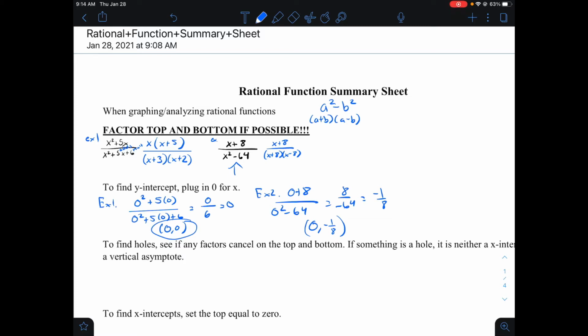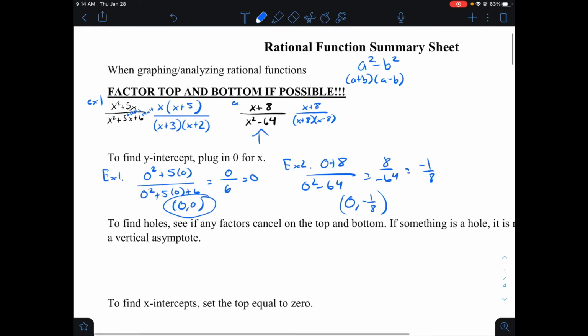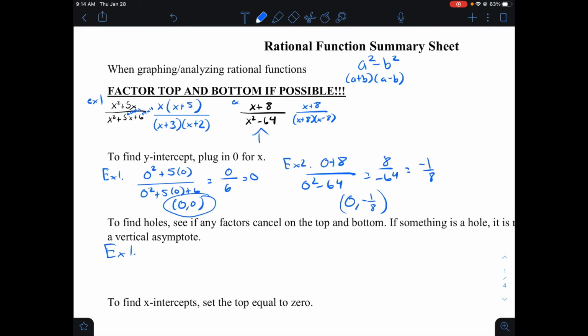All right, let's try the next one. It says to find the holes, see if any factors cancel on the top and bottom. If something is a hole, it is neither an x-intercept nor a vertical asymptote. Let's see if we can find a hole. If we look at the first example, we have x plus 5 all over x plus 3 and x plus 2. Essentially, to find a hole, you need something that's going to cancel on the top and the bottom. There is nothing that's going to cancel here, so example 1 has no holes.